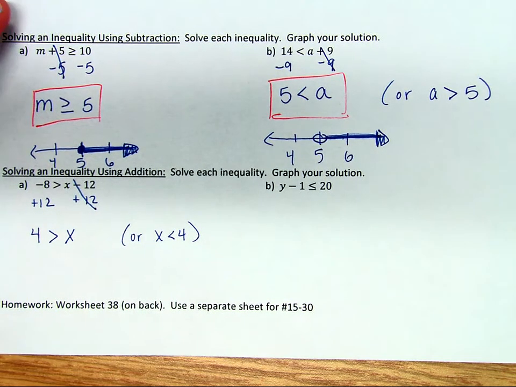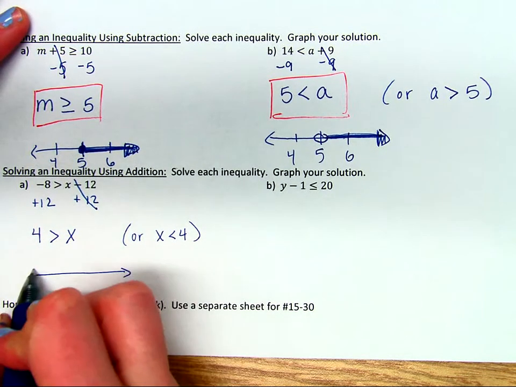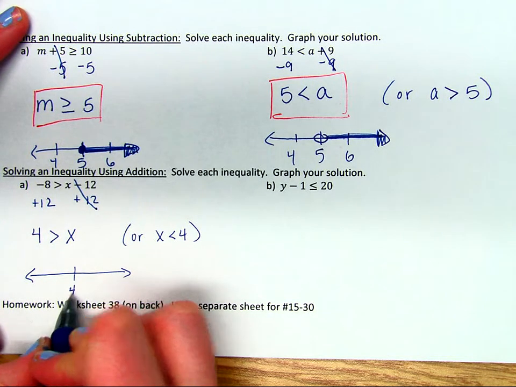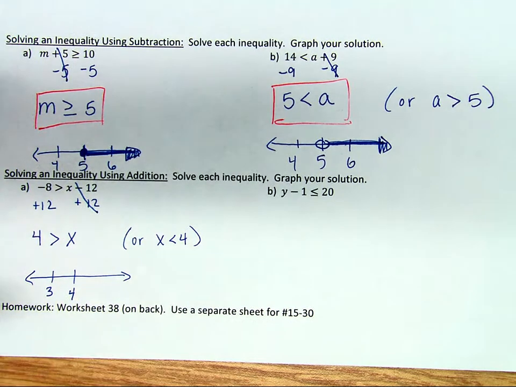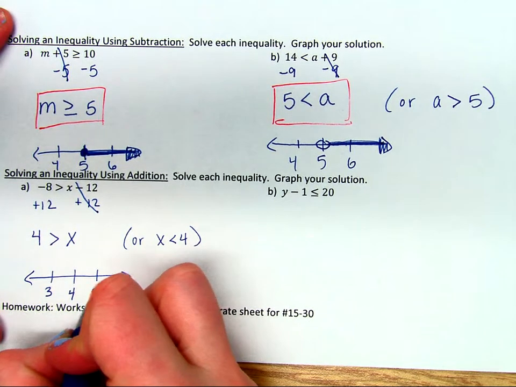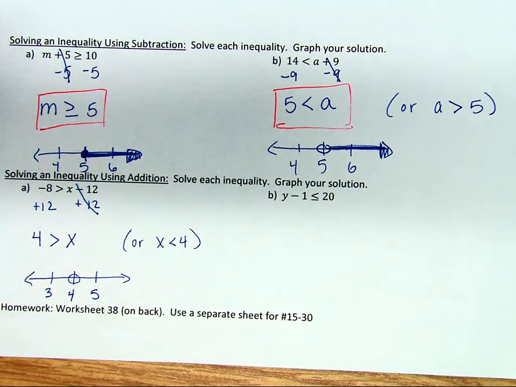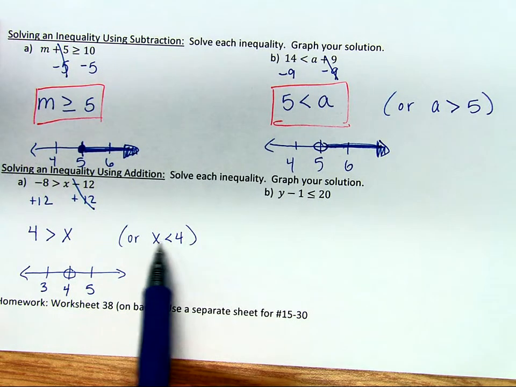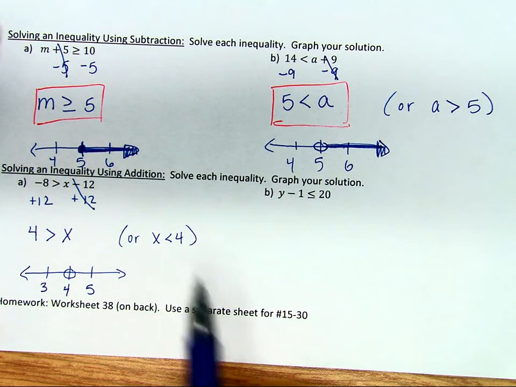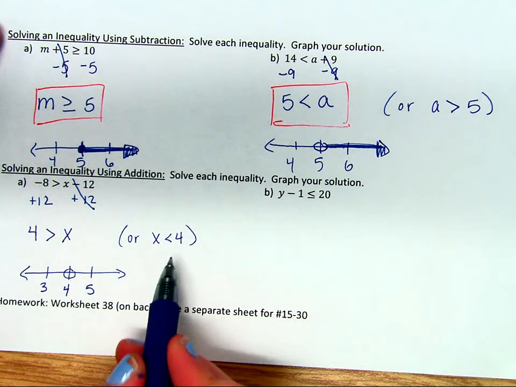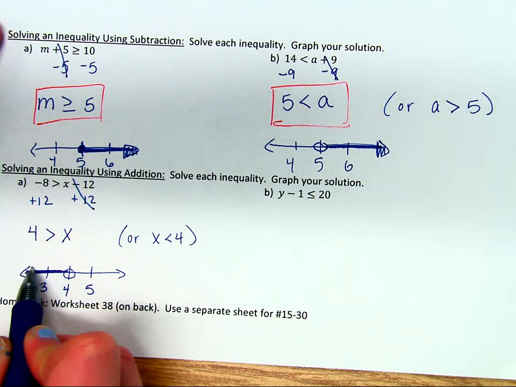Okay, so I solved this. Now I need to graph it. So I'm going to put 4, 3, and 5. Okay, so 4 goes right here. It's an open circle. And now it might be easier to look at this statement. It's pointing to the left, so x is going to be less than 4. So I want all my solutions that are smaller than 4.